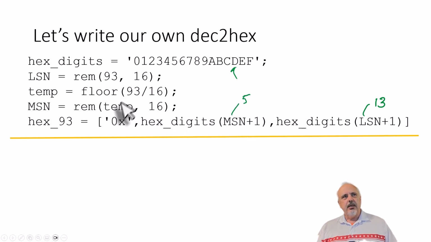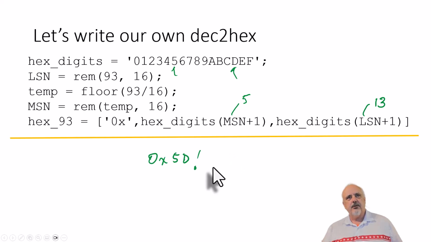So then my MSN is going to be the remainder after flooring 93 divided by 16. I assign that to some temp variable, and I do a remainder again. So MSN is going to be 5, and I do 5 plus 1. 1, 2, 3, 4, 5, 6. So the sixth place will give me the 5 character. 0x5D is what it's going to be, as you know.